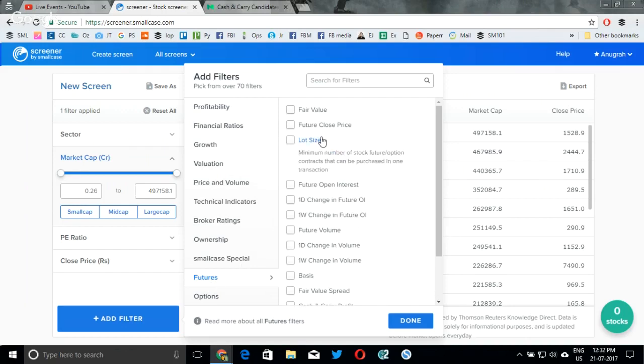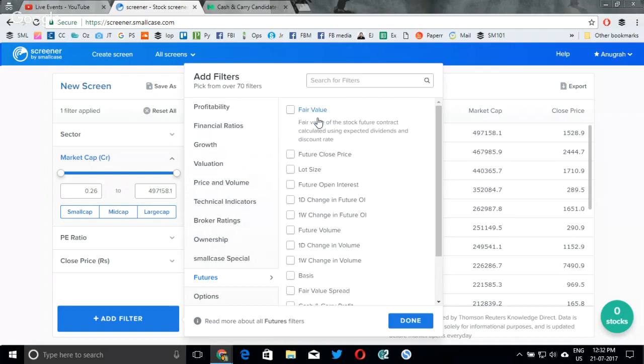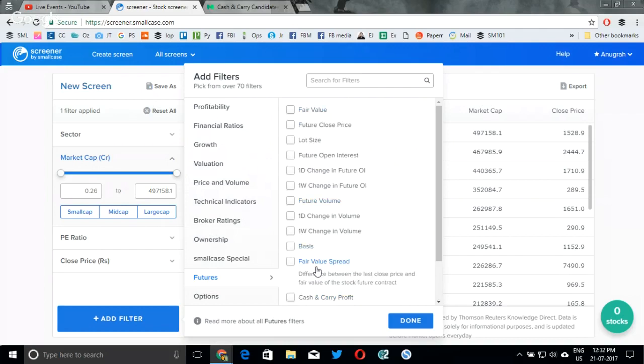There's open interest, there's lot size, there's future close price. Then we have calculated filters like 1 day and 1 week change in volumes and open interest levels. You can also see them. By hovering on any filter, you can also see a quick definition of the filter. Then we have derived filters like fair value spread, and cash and carry profit.